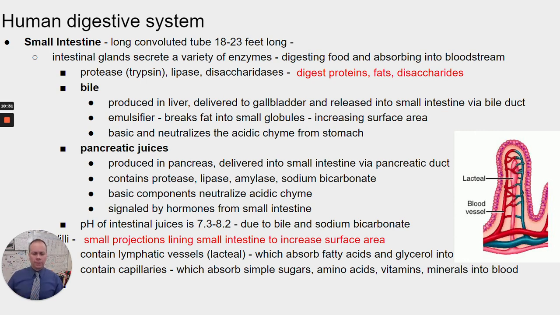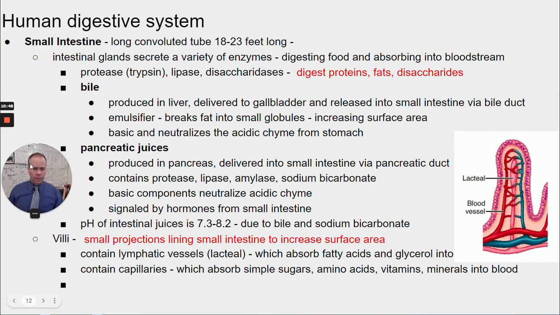As the food is being broken down and moving through the small intestine, the lining of the small intestine is not a smooth tube. It's made of all of these bumps and ridges. They kind of look like fingers projecting from the lining. Those are called villi. And villi are really important because they increase the surface area of the small intestine. This is where the nutrients from the foods that we eat are going to be absorbed into our blood.